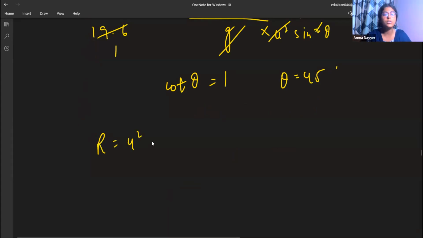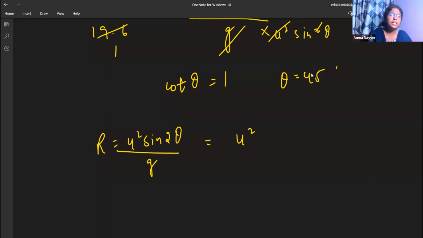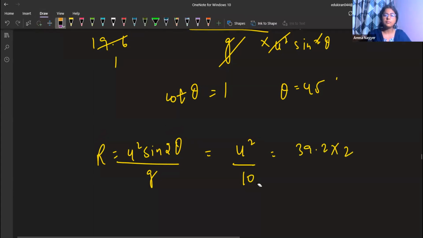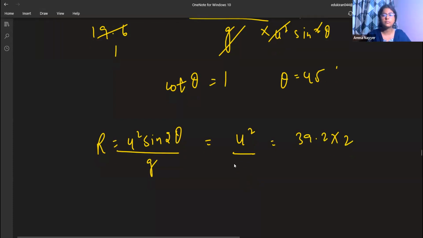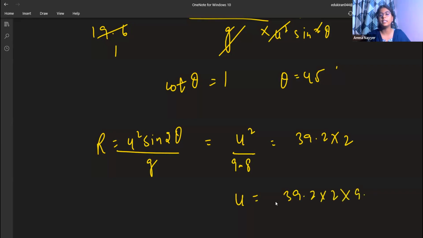Let's say R is equal to u square sine 2 theta by g. u square we do not know. Sine 2 theta: 45 into 2 is 90, and sine 90 is 1. u square divided by g is equal to the range of motion, 39.2 into 2. Let's take g as 9.8 only, I think that would be beneficial. From here, the value of u will be the square root of 39.2 into 2 into 9.8 meters per second. I think the answer to this is also 27.7.